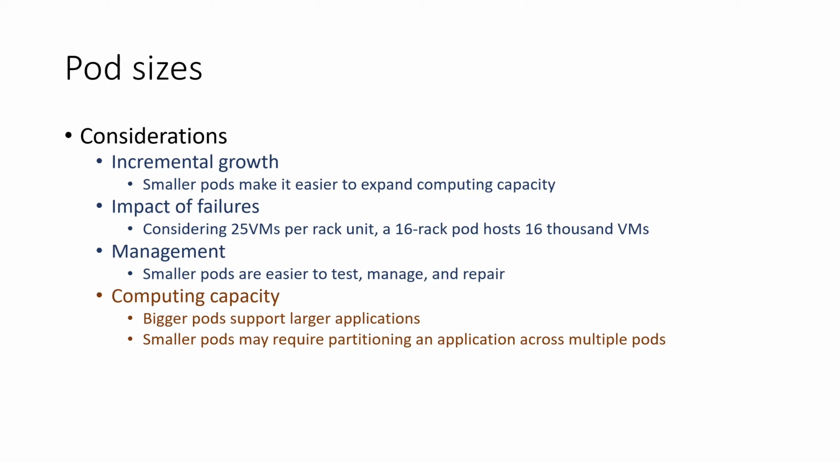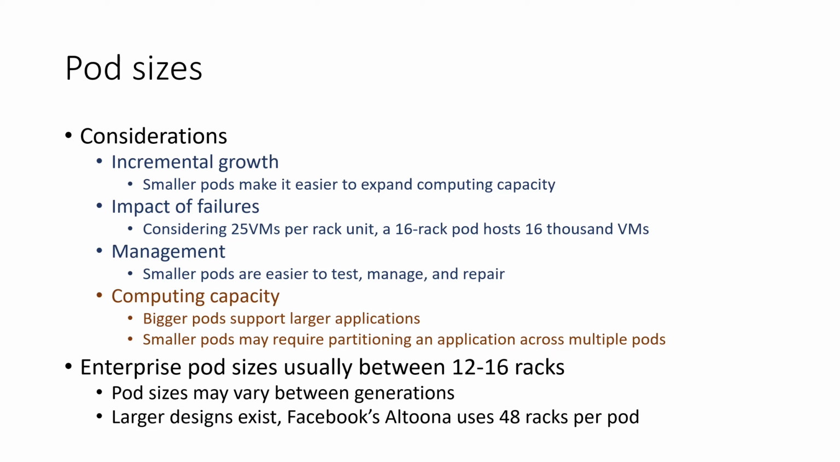And one consideration that argues for bigger pods is just compute capacity. So if you have bigger pods, each pod can run bigger applications. If pods are small and we want to run very large applications, we might need to spread applications across multiple pods. And this might complicate the design of the application and put additional strain on the core data center network. So usually enterprise pods vary between 12 and 16 racks, but of course smaller and bigger pods exist. For example, Facebook's Altoona pod has 48 racks.